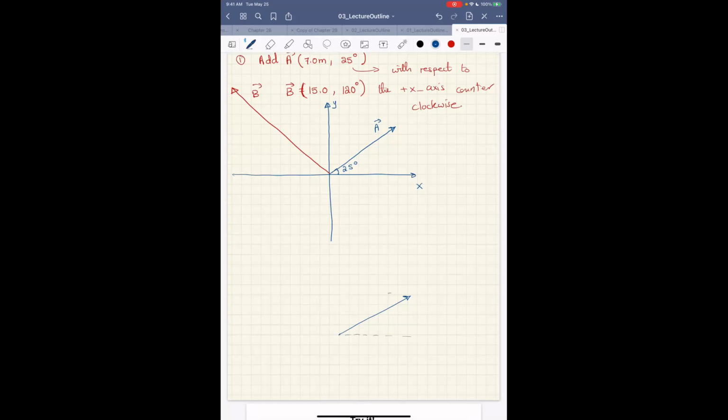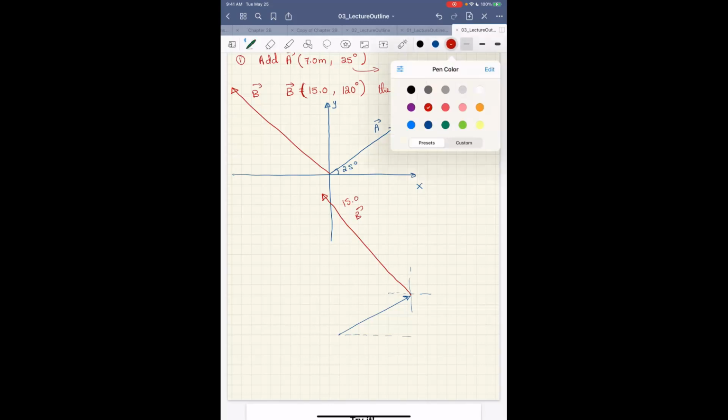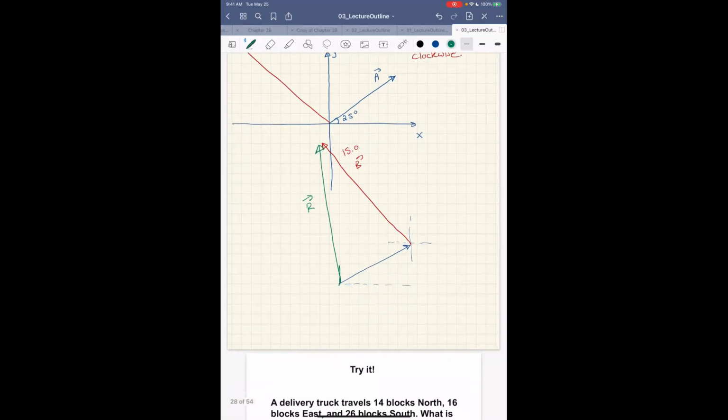On this tab here, you're going to make the axis again, and then you're going to draw that, which is, let's say, 15 roughly. And then your resultant is going to be that green one. Then this is my R. Let's now try to find if this is going to be correct.